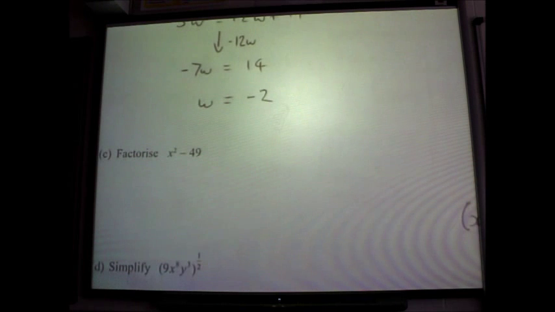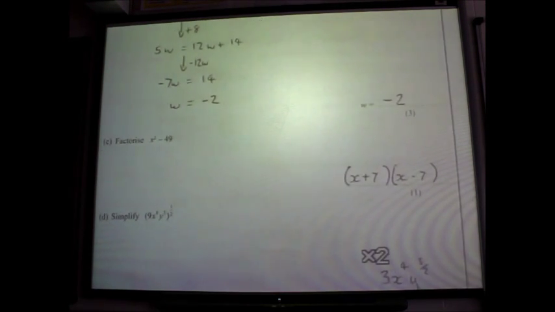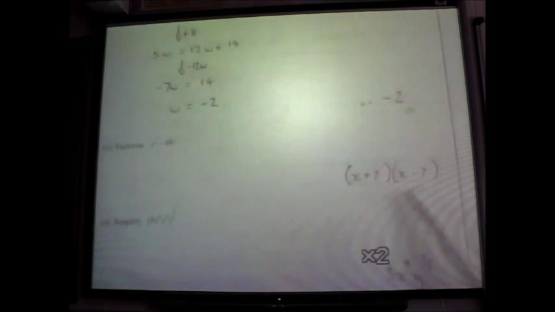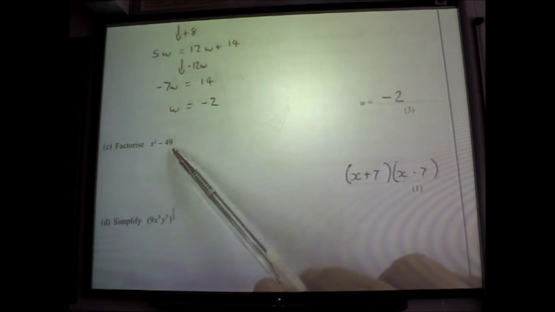Next one, this is the difference of two squares. Factorise x squared, take away 49. It just comes out to x add 7, x take away 7, because obviously the square root of 49 is 7.